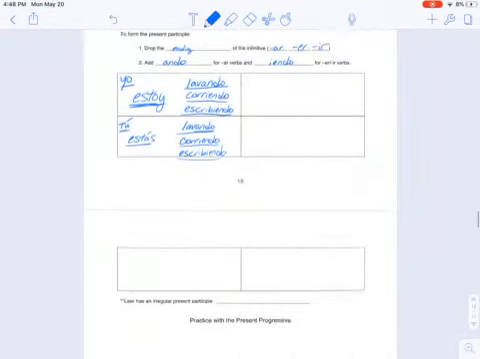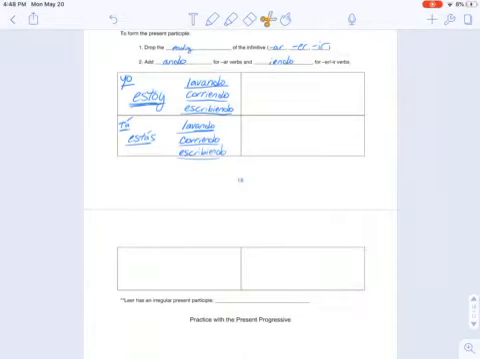So the easy thing about this tense is that the present participle repeats every time. And the part that changes is the form of estar. You just have to make it match the subject. So usted, ella, está lavando, está corriendo, está escribiendo.